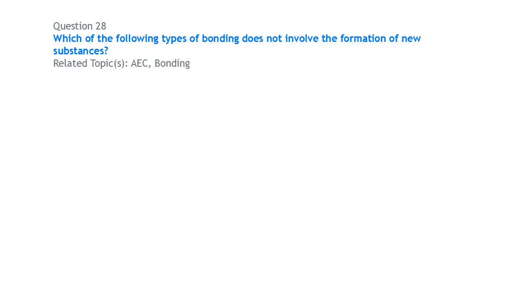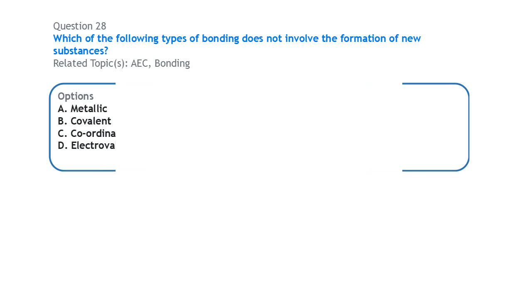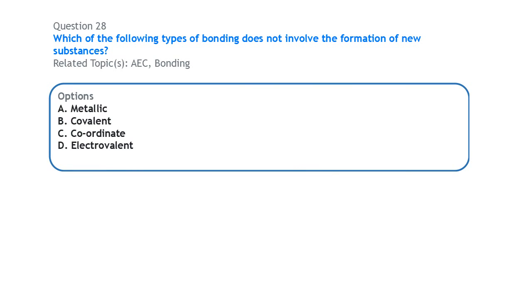Next, which of the following types of bonding does not involve the formation of new substances?